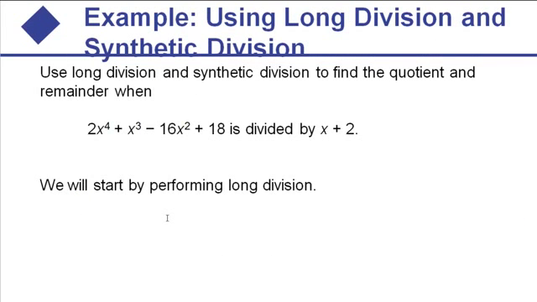Okay, let's look at some examples. We can use long division and synthetic division to find the quotient and remainder when 2x to the fourth plus x cubed minus 16x squared plus 18, whew, that's a mouthful, is divided by x plus 2. So let's start by doing this one first with long division.